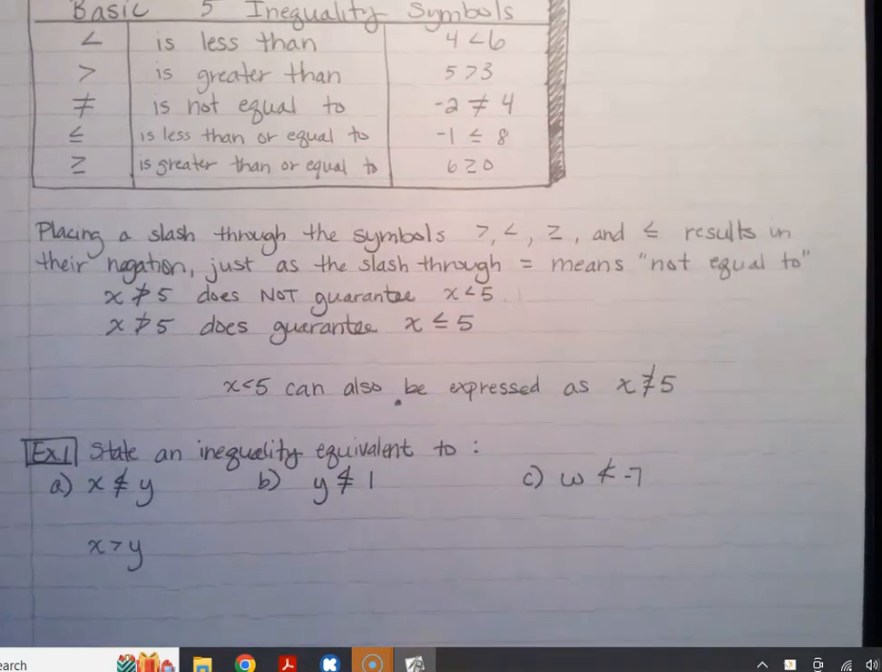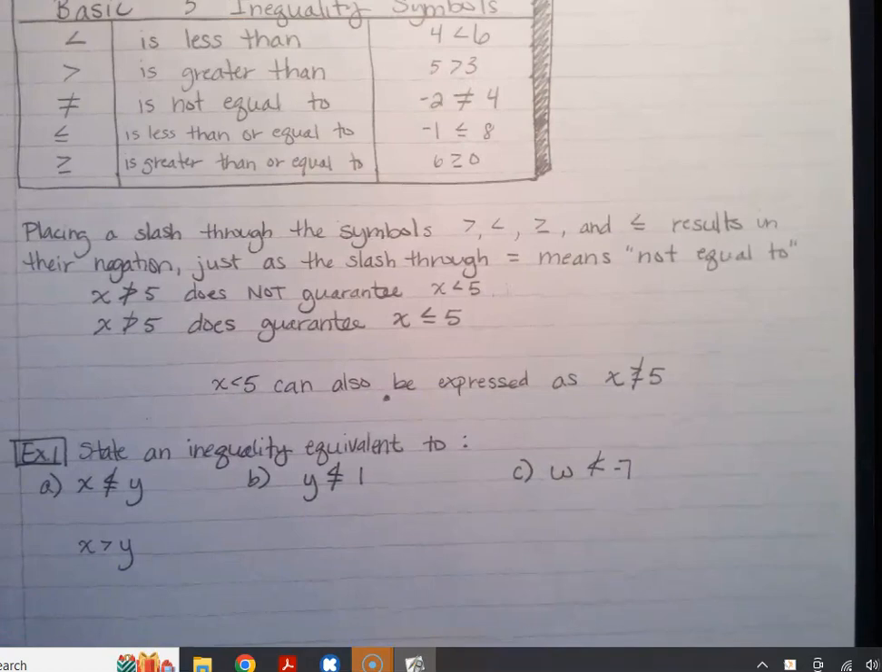This part is kind of interesting. Maybe you haven't done anything with that before. So placing a slash through the symbols greater than, less than, greater than or equal to, and less than or equal to results in their negation. So they're negative, just as a slash through an equal sign means not equal to, right? So we have is not equal to. It's a little tricky though.